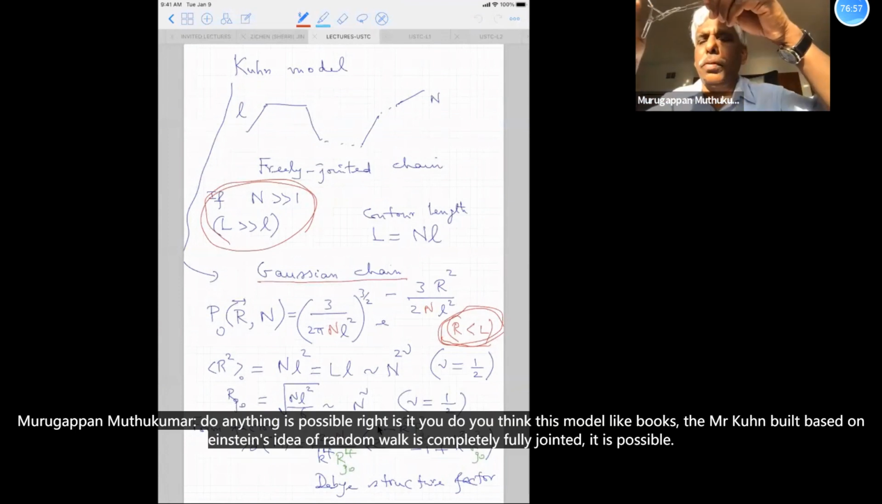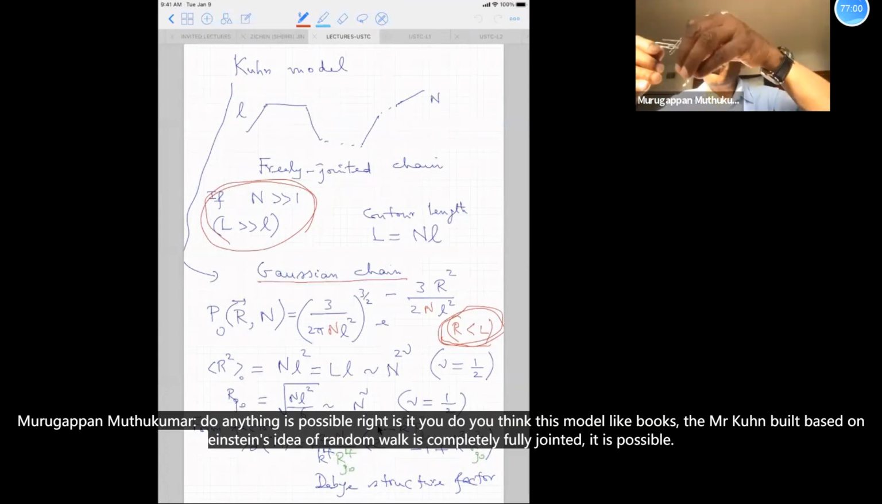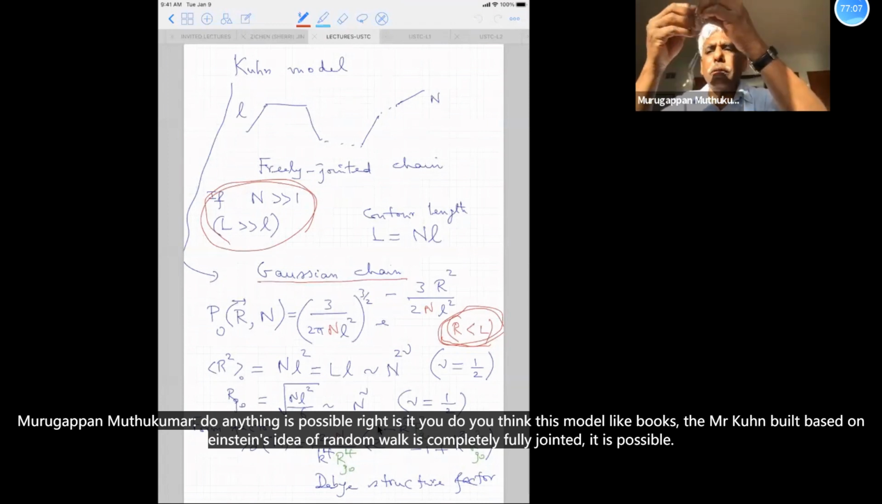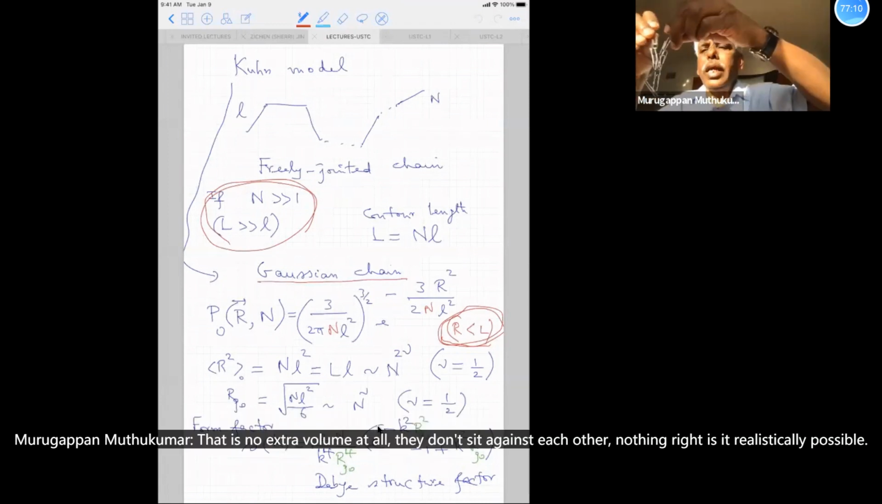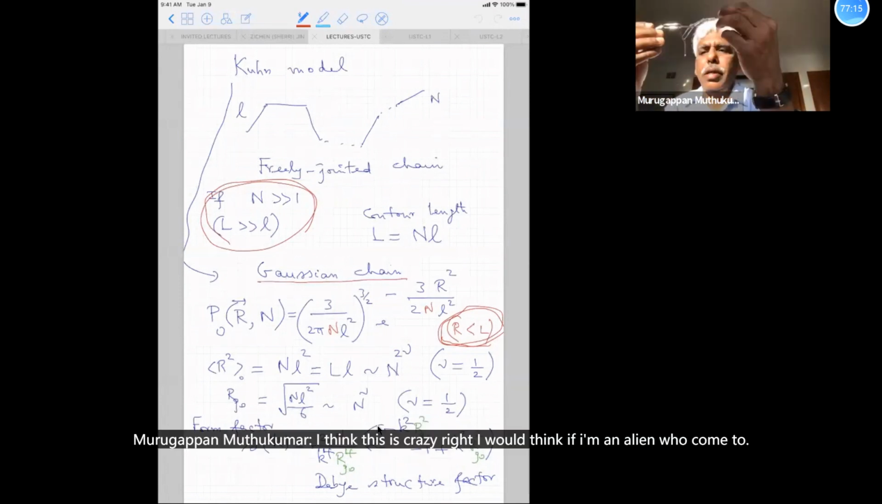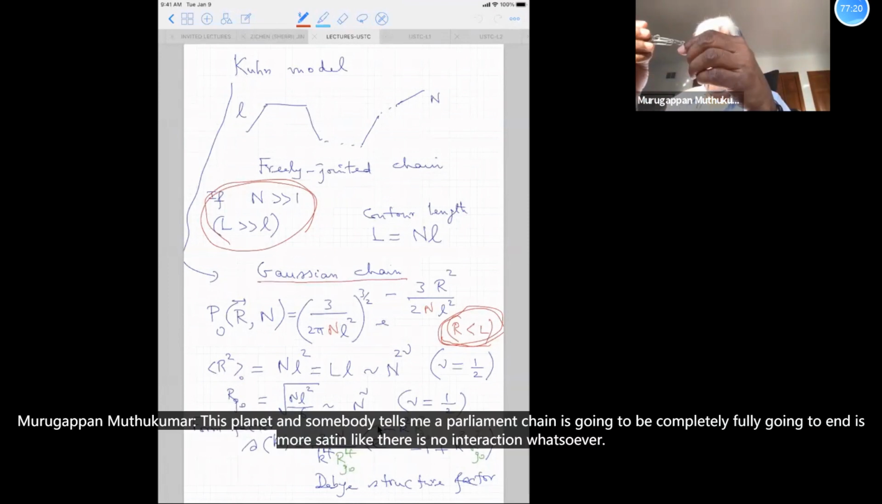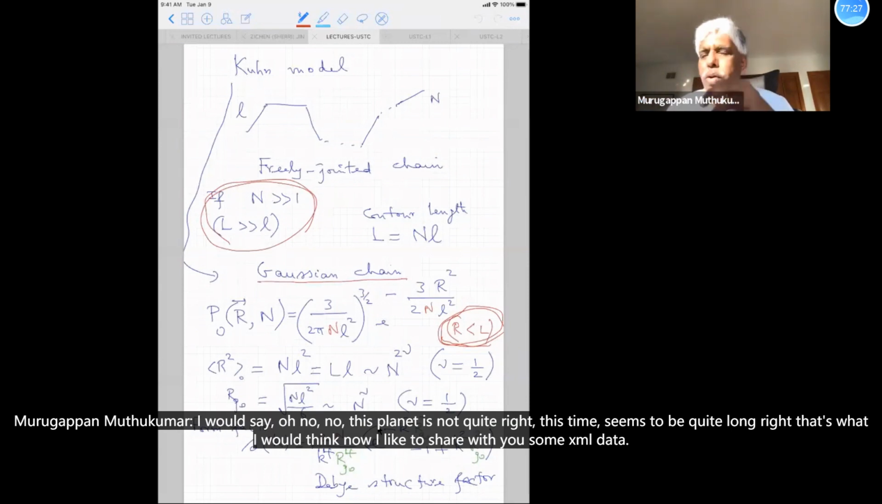Do you think it's possible? Do you think this model that Mr. Kuhn built, based upon Einstein's idea of random walk, is completely freely jointed? Is this possible? There's no excluded volume at all. They don't hit against each other, nothing. Is it realistically possible? I think this is crazy. If I'm an alien who comes to this planet and somebody tells me a polymer chain is going to be completely freely jointed and phantom-like, with no interaction whatsoever, I would say, oh no, this planet seems to be quite wrong. That's what I would think.